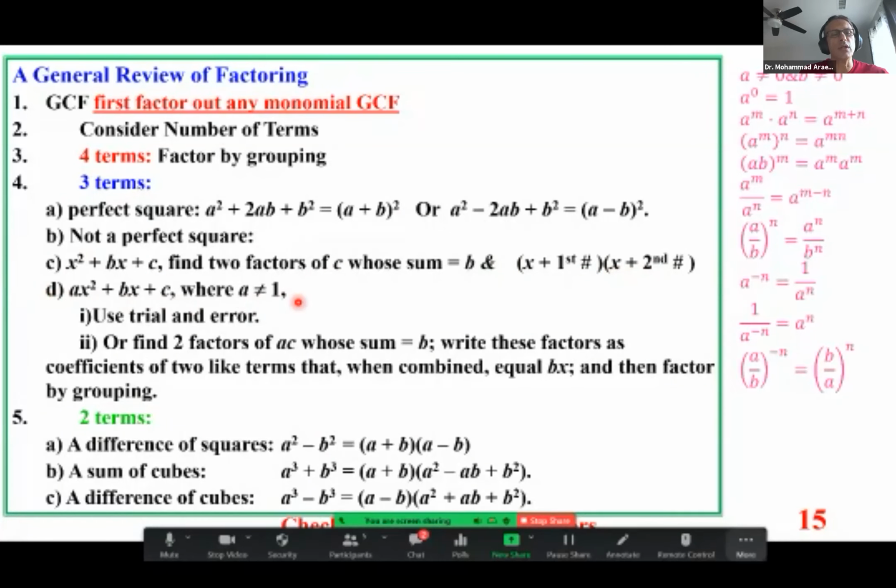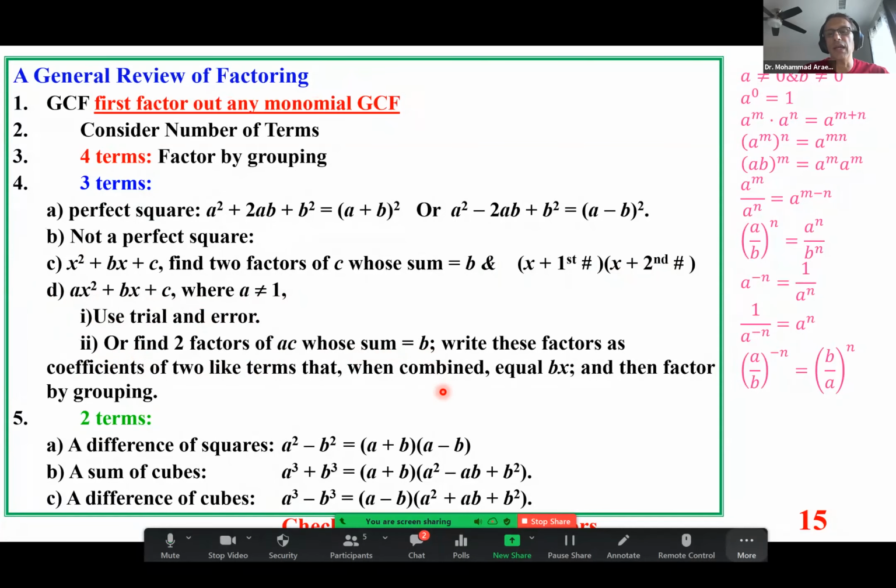Or a is not 1, in which case you use either trial and error or find 2 factors of ac whose sum is b. Write these factors as coefficients of 2 like terms that when combined equal bx, and then factor by grouping. You've seen many examples we've done in our PowerPoints.